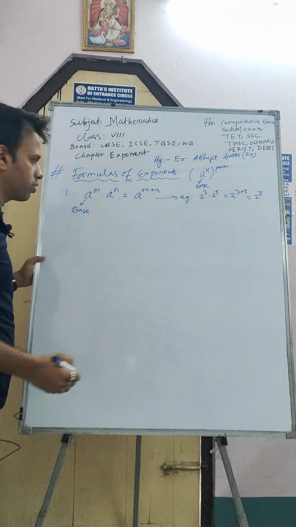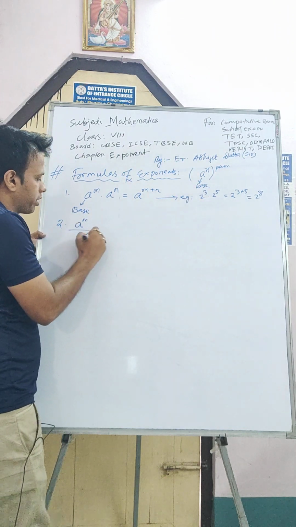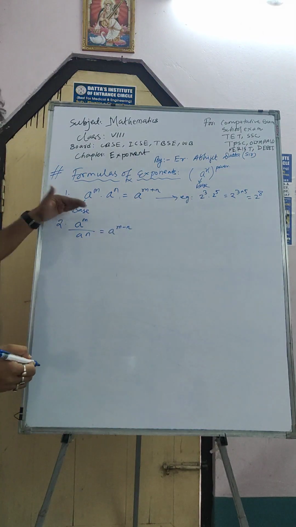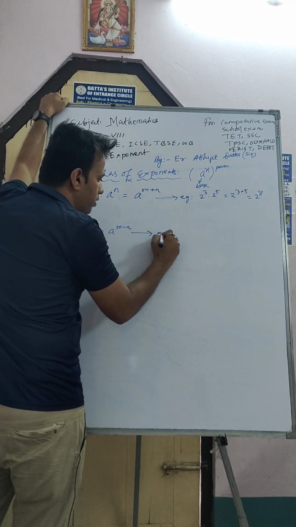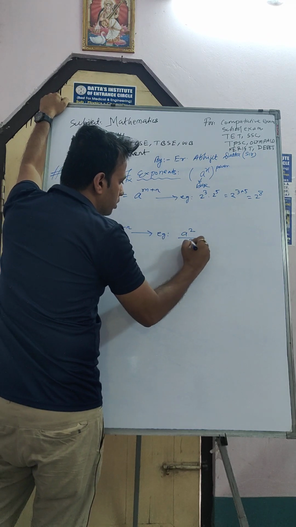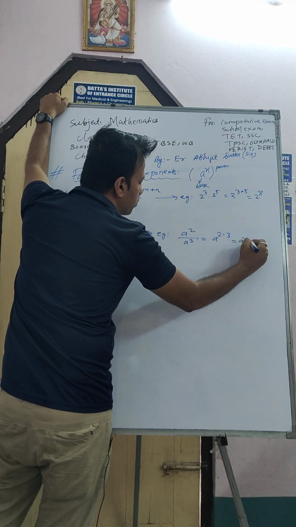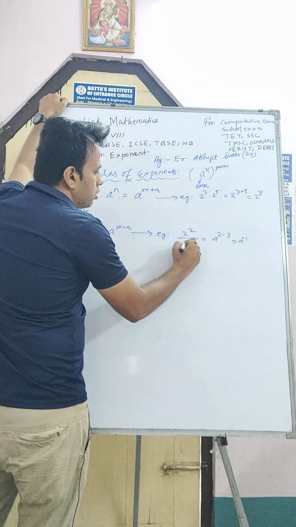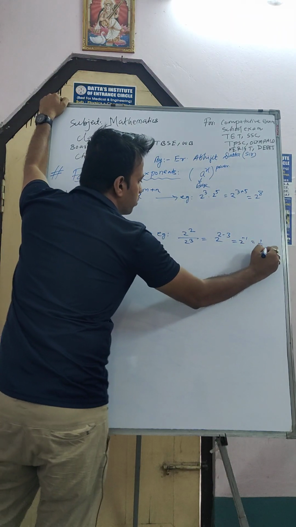Then a to the power m divided by a to the power n is equal to a to the power m minus n. If the base is equal and it is divided, then the powers will be subtracted. If I take one example, a to the power 2 and a to the power 3, it will be a to the power 2 minus 3, that is a to the power minus 1. With base 2, 2 to the power minus 1 is 1 by 2.